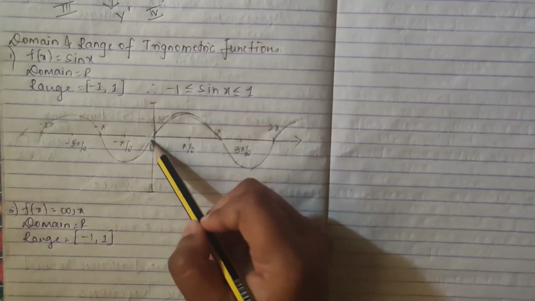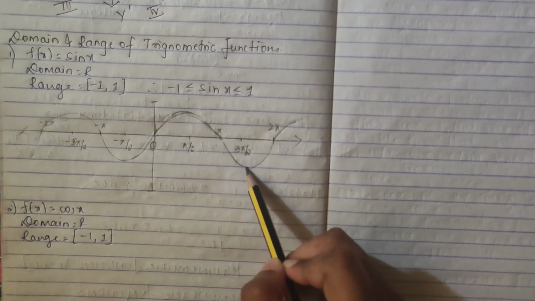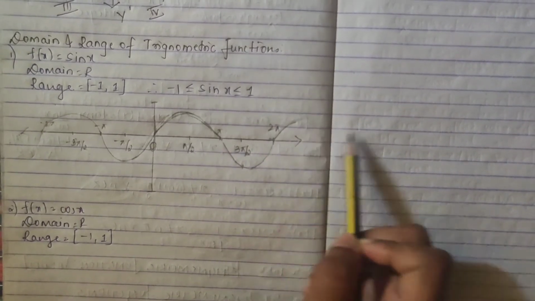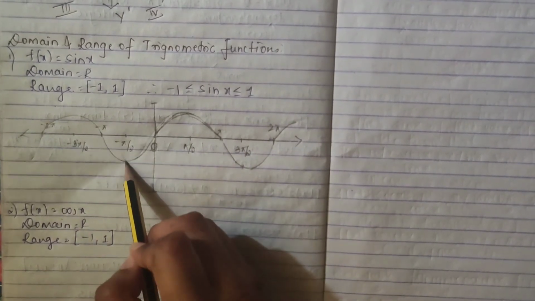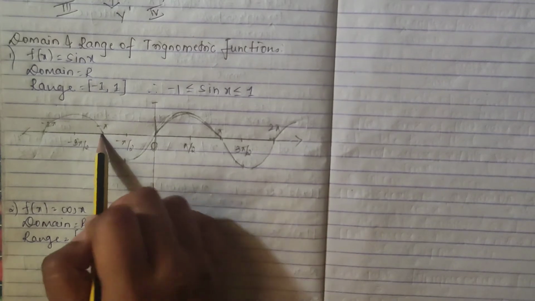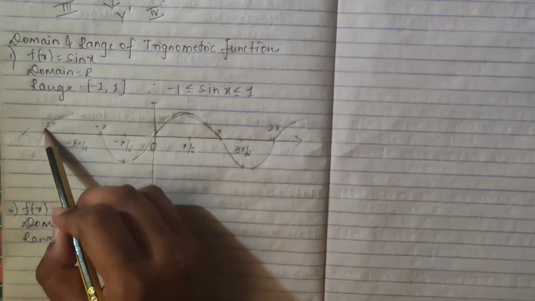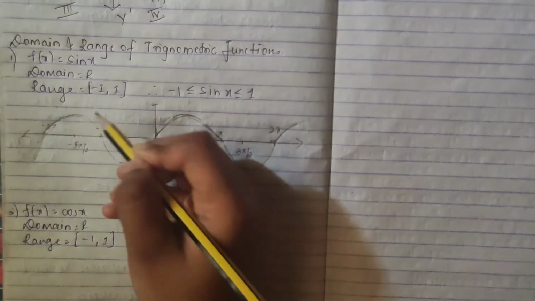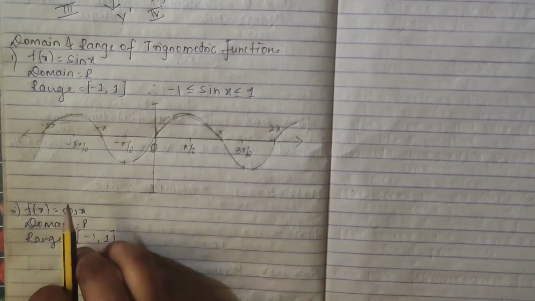So graphically, if you see your sin x at 0, it will be 0, at pi by 2 it will be 1, at pi it will be 0, at 3 pi by 2 it will be -1, at 2 pi it will be 0, and so on it will keep going. Even on the negative side, at minus pi by 2 it will be -1, at minus pi it will be 0, at minus 3 pi by 2 it will be 1, and at minus 2 pi it will be 0, like this only. I won't do the same for each graph because that's not so important. I'll just write the domain and range of everything.